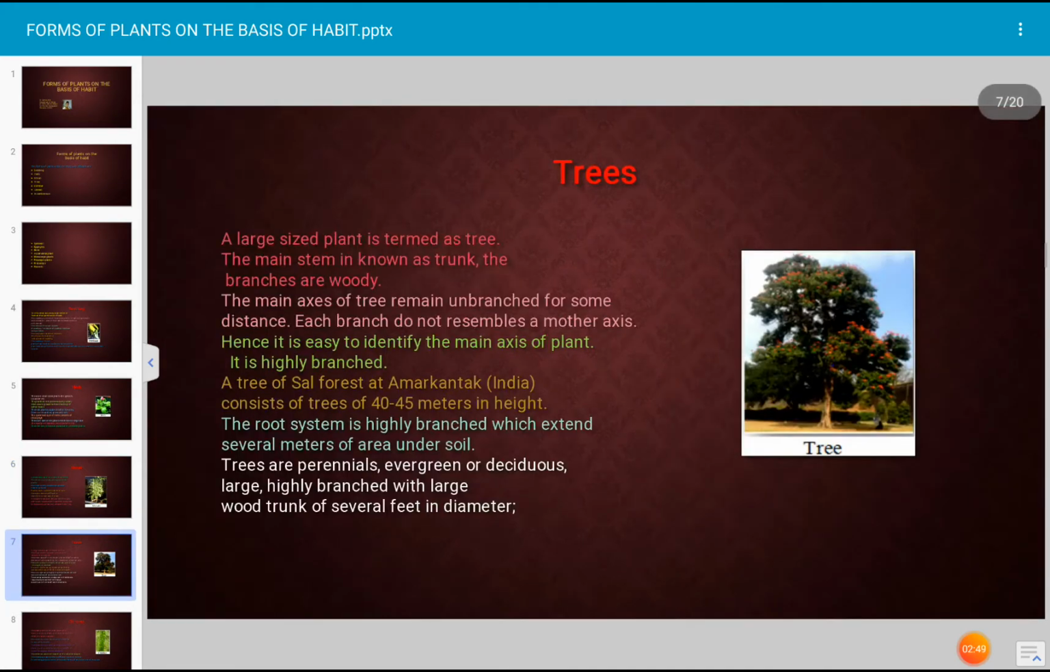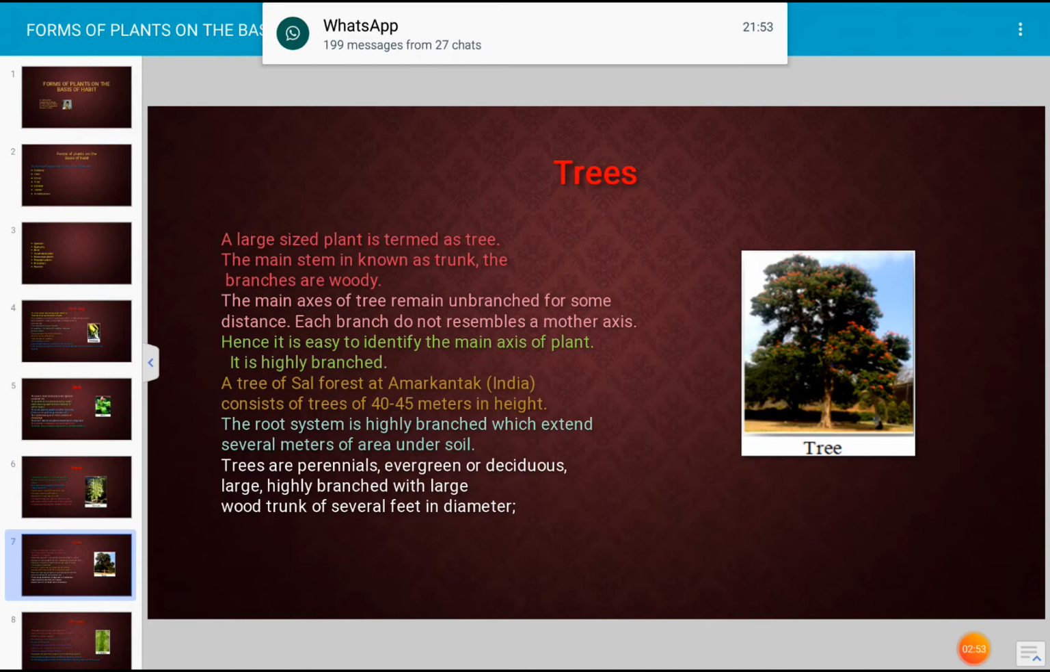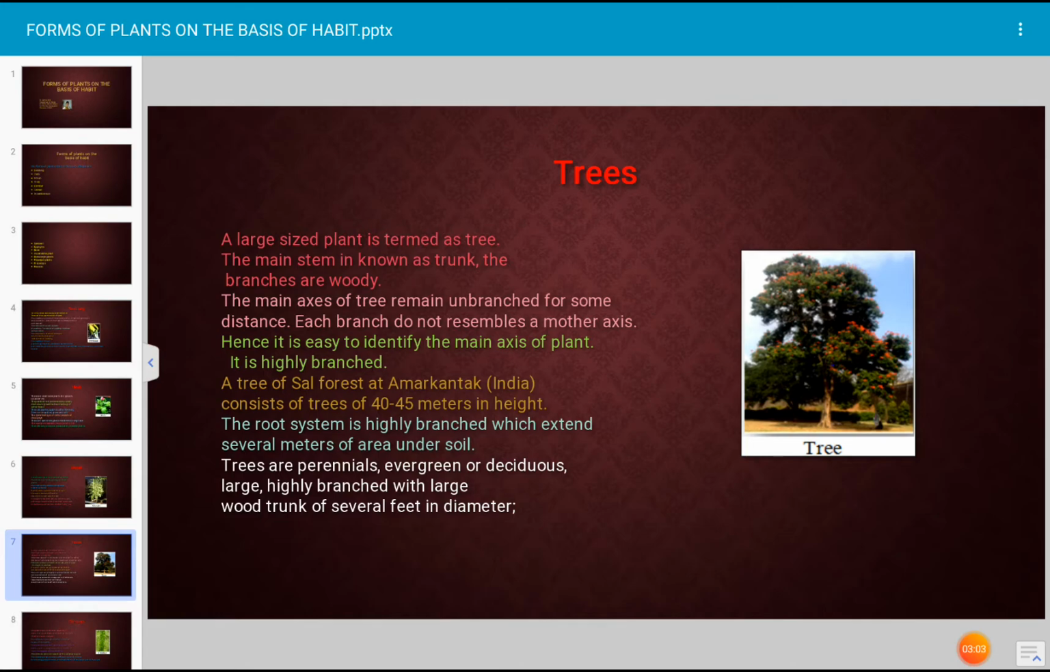Next, trees. A large sized plant is termed as tree. The main stem is known as trunk. The branches are woody. The main axis of the tree remains unbranched for some distance. Each branch does not resemble a mother axis. Hence, it is easy to identify the main axis of the plant, and it is highly branched.